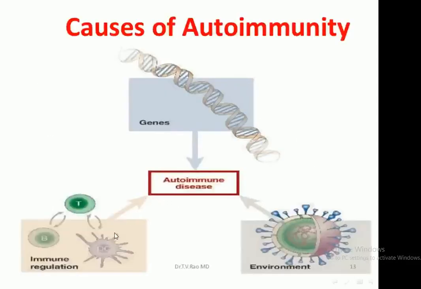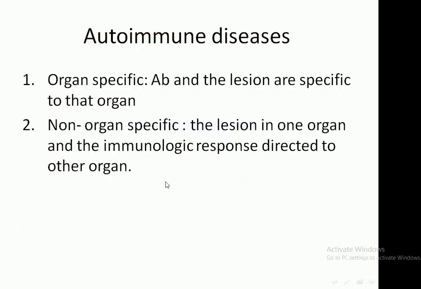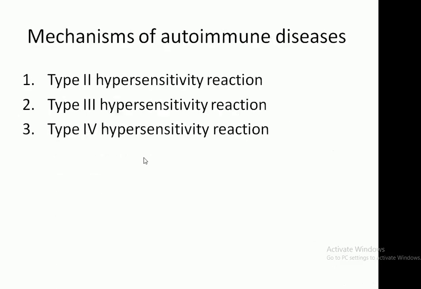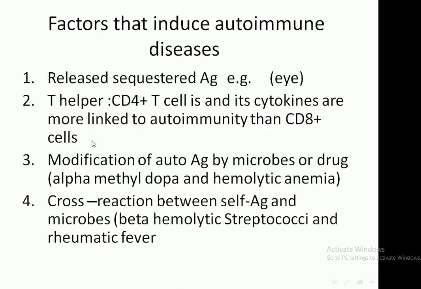Causes of autoimmunity are genetic, environmental, and immune regulation. When there is a defect in this, it leads to autoimmune disease. Autoimmune disease is either organ-specific, which means that the antibody and the lesion occur at the specific organ, or non-organ specific, where the lesion is in one organ and the immunological response is directed at another organ. Mechanisms of autoimmune disease are type 2, type 3, and type 4 hypersensitivity reactions.